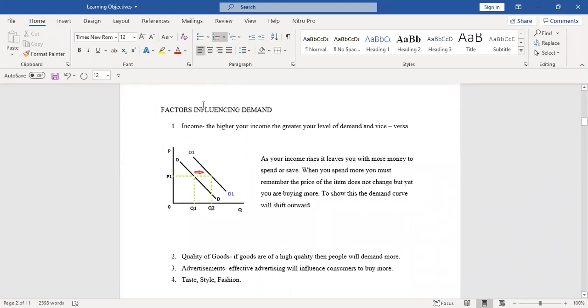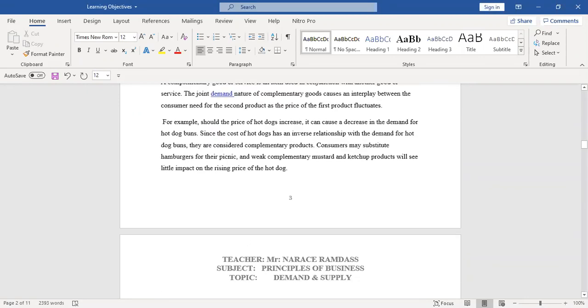Income of the consumer. Quality of goods, yes. And one more. Advertising, yes. Taste, style, fashion, all those things, people. All right. Good. So we got 3.